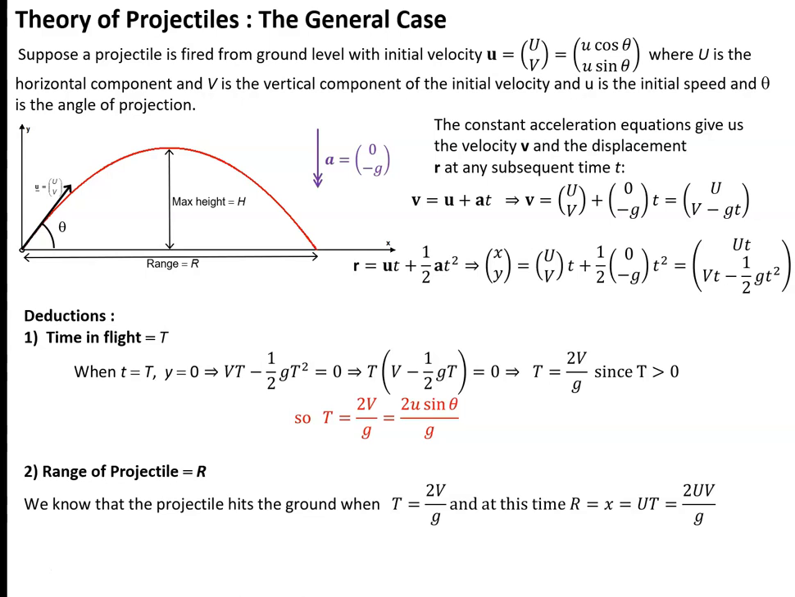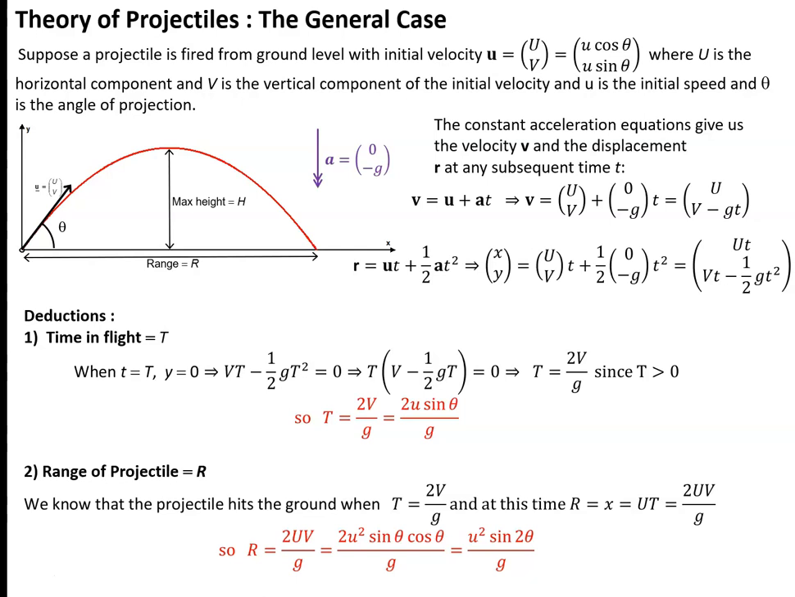But we know that capital U is the same thing as little u cos theta. We know that capital V is the same thing as little u sine theta. So we've now got the range can be written as 2u squared sine theta cos theta divided by g. And if we recall the fact that sine 2 theta is exactly the same thing as 2 sine theta cos theta, then we can see that we can write the range as being equal to u squared sine 2 theta divided by g.